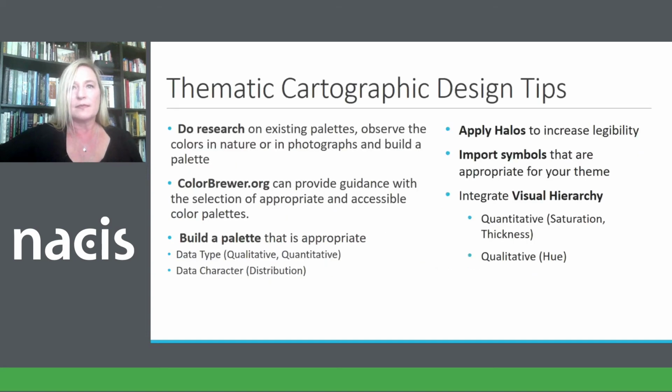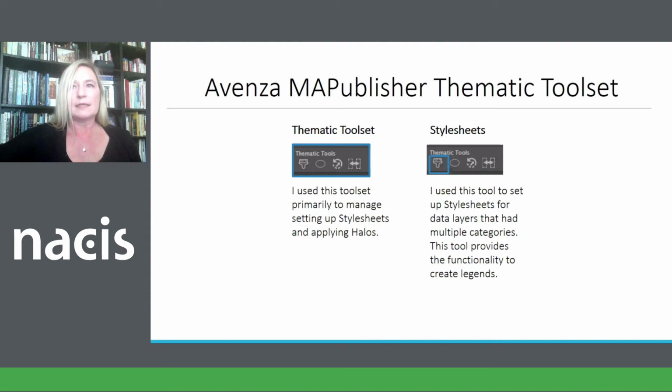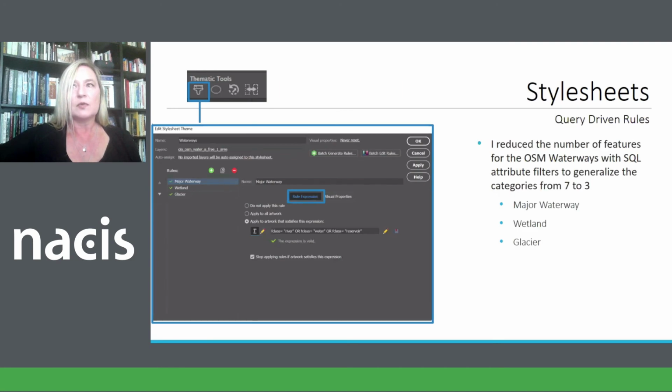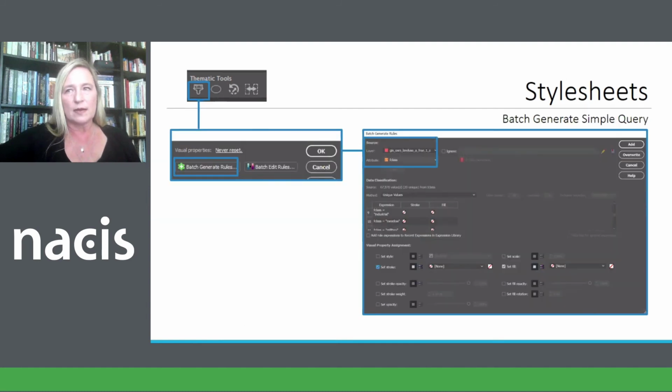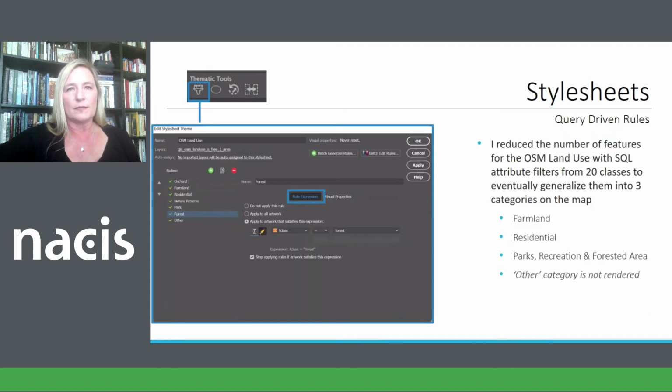Doing research on palettes, finding the palette that reflects your aesthetic. I had already done this for my Australian memory maps, so it was pretty easy to carry that same palette over. And then I just used the style sheet functionality to create some query-driven rules to reduce the number of categories, in this instance from 7 to 3, to render the water features. And then I also created batch queries to set up definitions and assess the data. And then I grouped it from there and reduced 20 classes to 3, which improves performance and is also easier to read visually.